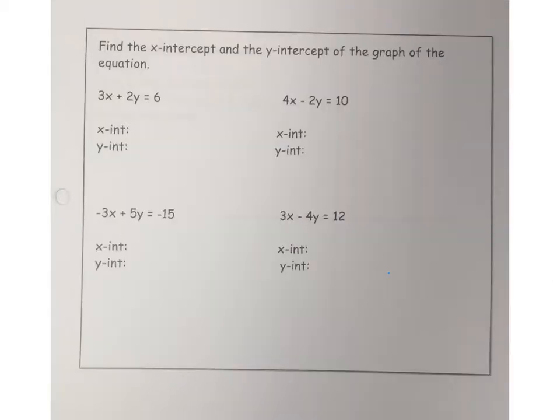So now we're going to try and graph, or at least find the x and y-intercepts of equations. So when I find the x-intercept, I'm plugging in y is equal to 0. When I find the y-intercept, that's when x is equal to 0. I know that seems like it should be the other way around, but when x is equal to 0, it's when it's crossing that vertical axis. When y equals 0, it's when it's crossing that horizontal axis.